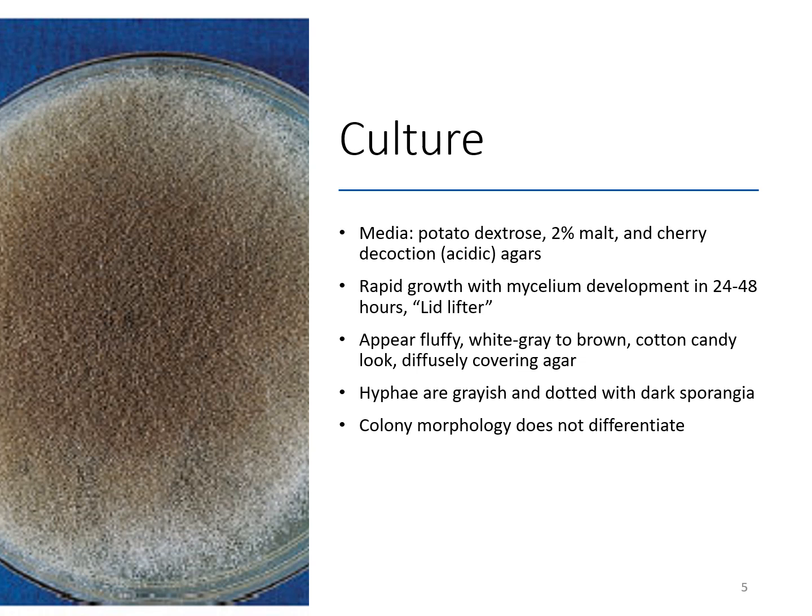They do appear very fluffy. They can be white to gray to brown, kind of like a cotton candy type look where they're just so fluffy, and they basically cover the entire agar plate. The hyphae can be kind of grayish, but they are also sort of dotted with some dark sporangia. The morphology doesn't differentiate a whole lot between these, and since you don't really need to know much about the morphology of them, we won't really focus on that much for this lesson.